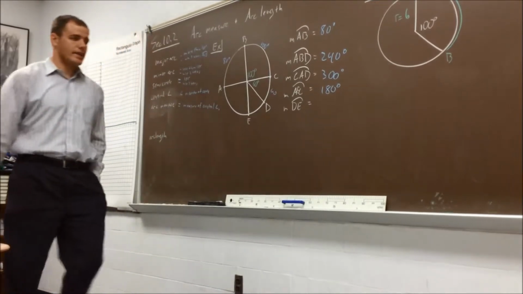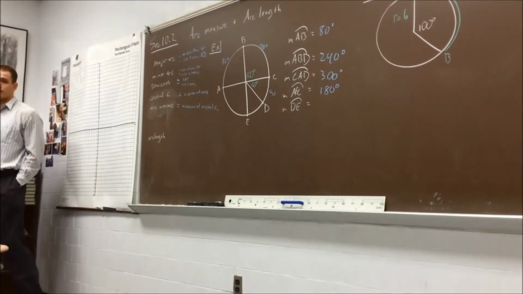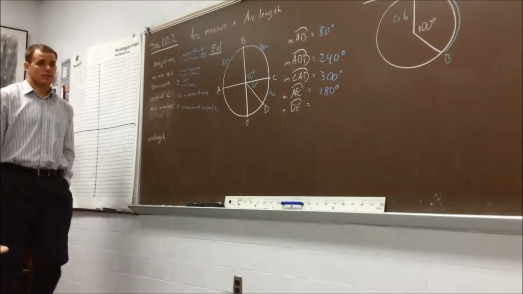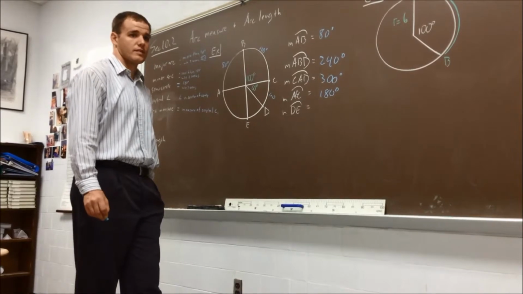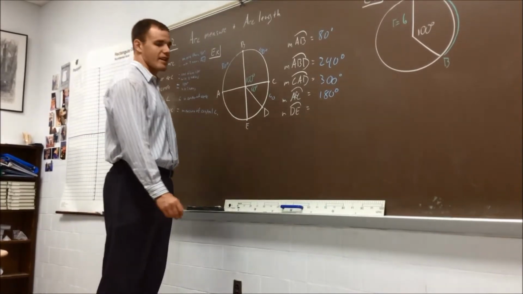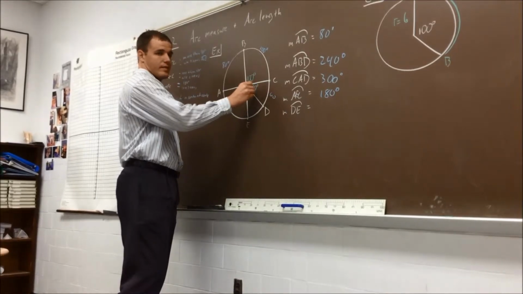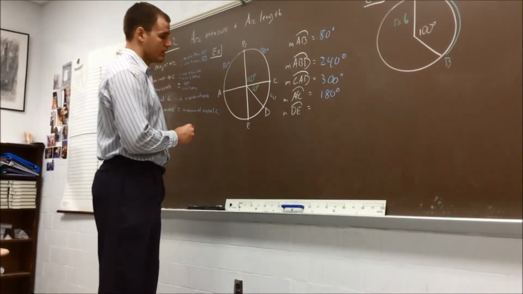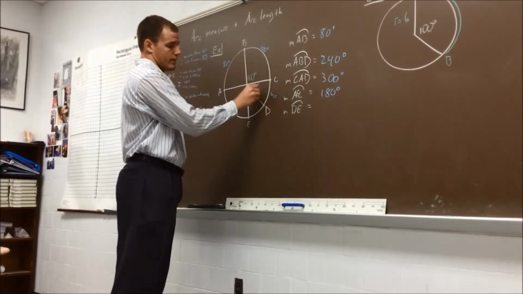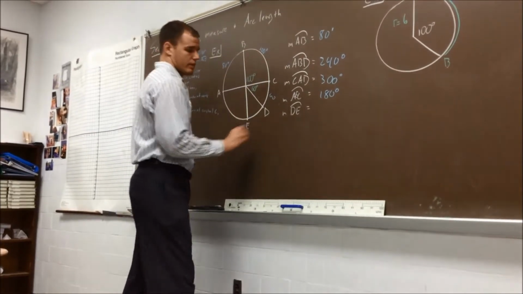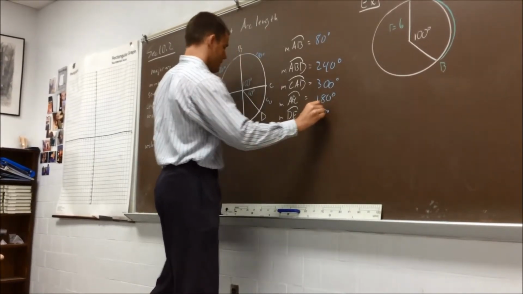And arc DE. 20 degrees. How'd you get that? 60 plus 20 is 80 plus something. These form up, make 180 degrees, semicircle. So that's 20 degrees. Good.